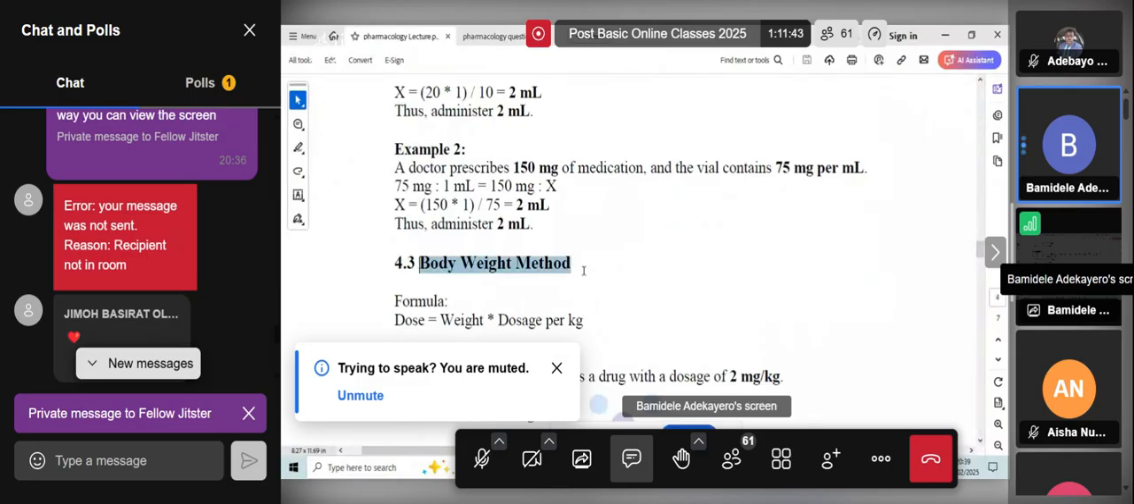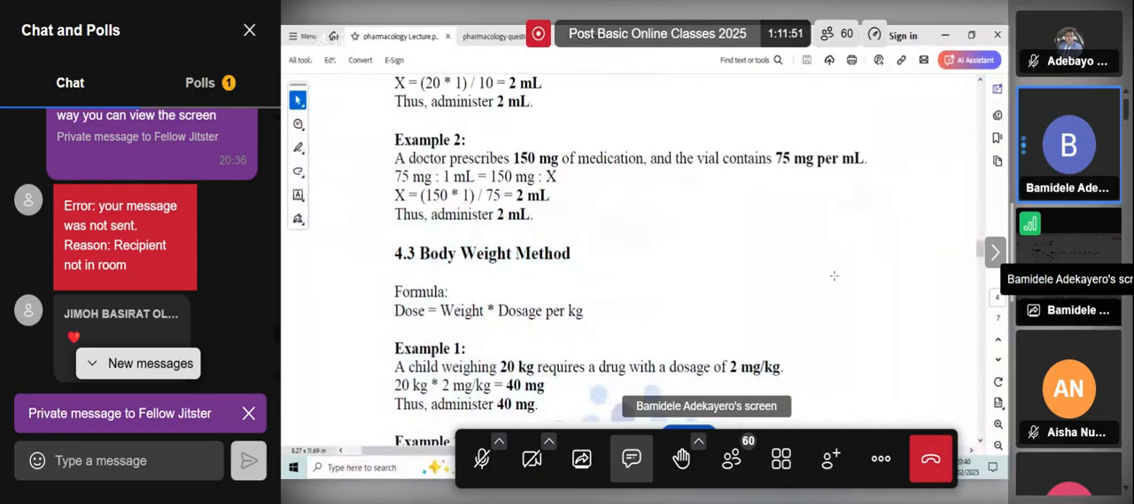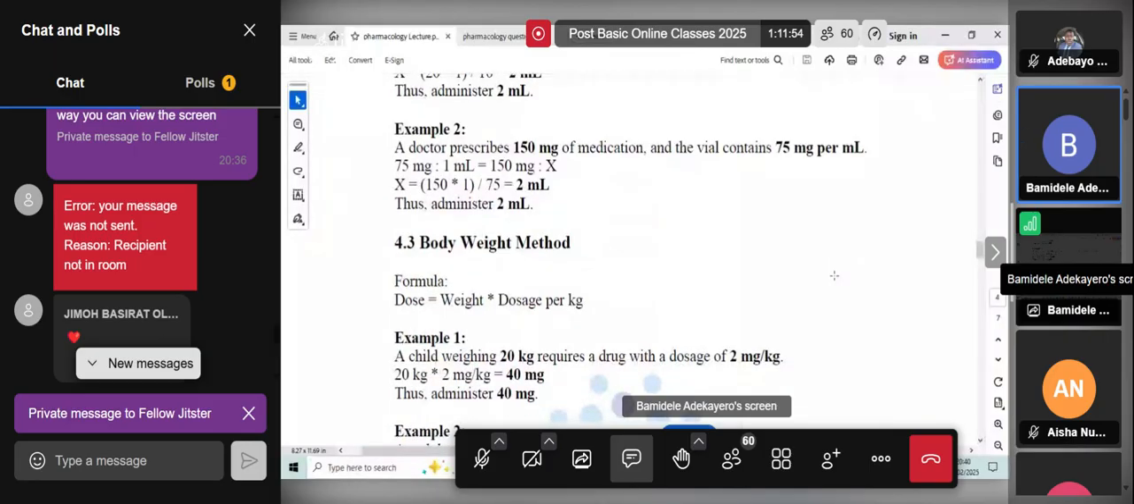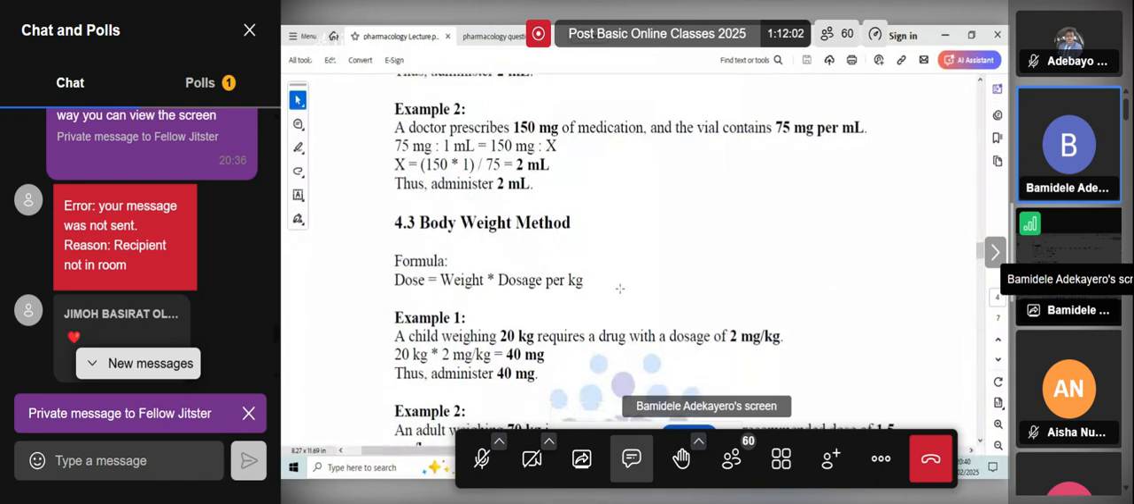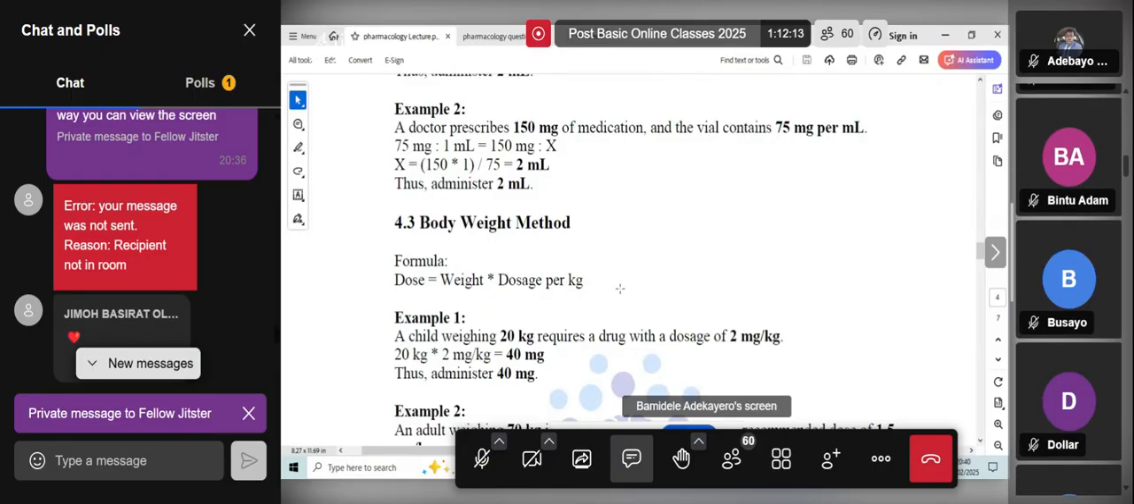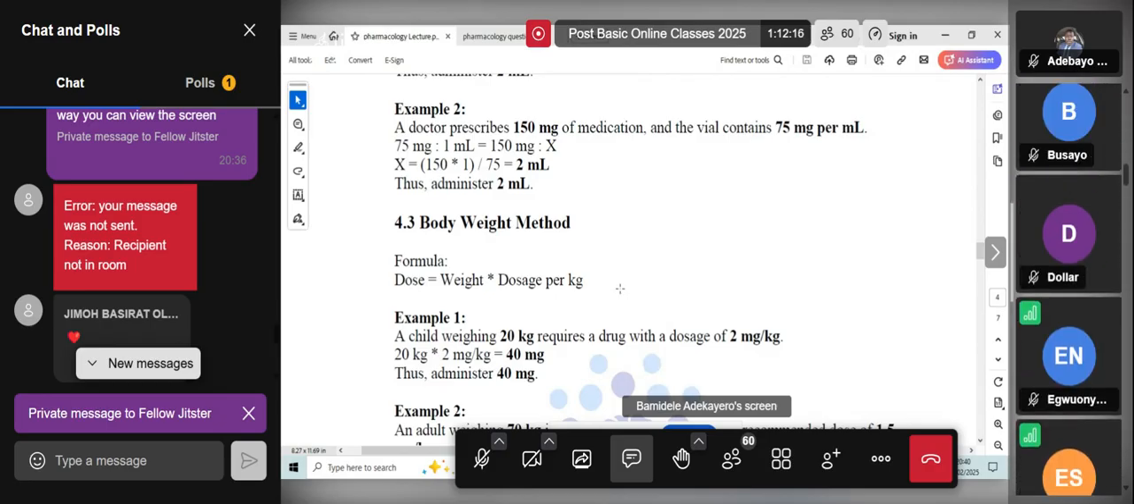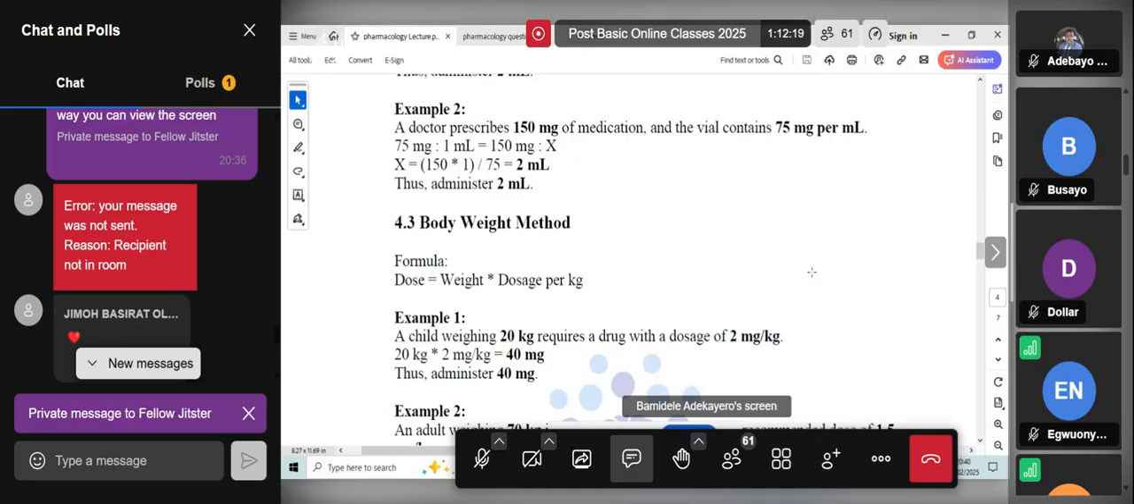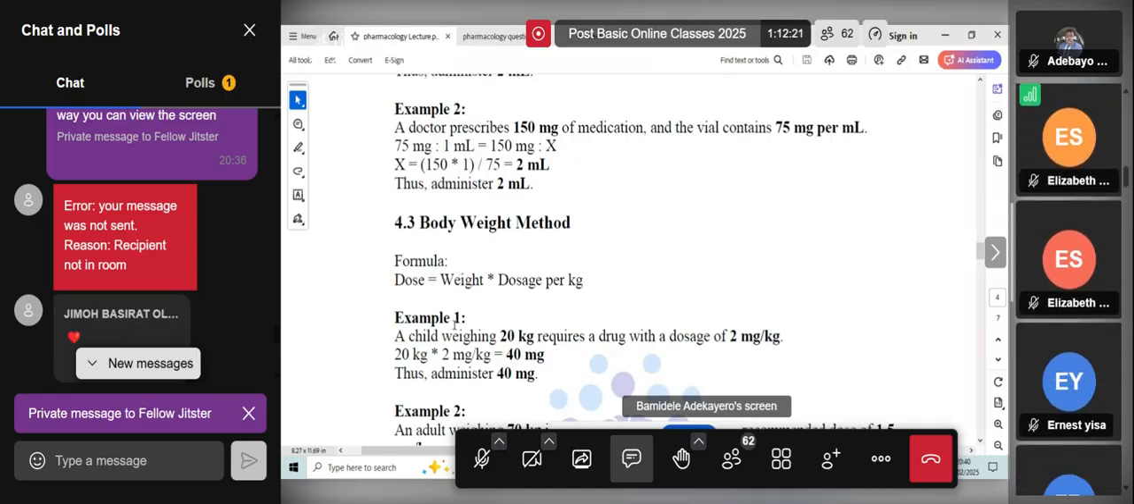This is a body weight method. This one is giving medications per body weight. So the prescription is not going to be a blank prescription. It will be based on the weight of the patient. This is mostly used in the pediatrics area, and in some other complex units like the perioperative unit, bones and plastic units, ICU, because the weight of the patient is used to calculate the dosage given to the patient. And it's easy as well.